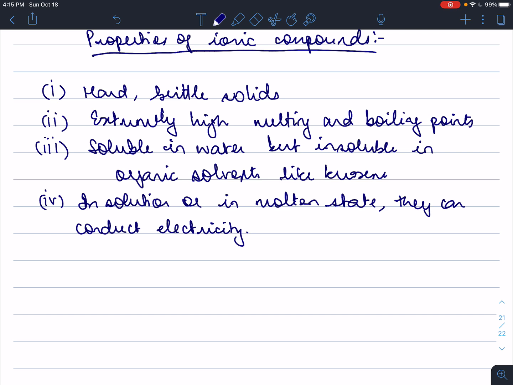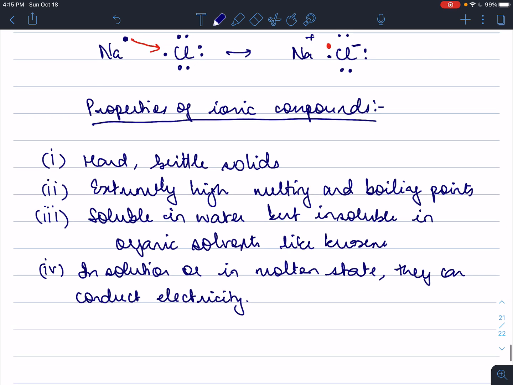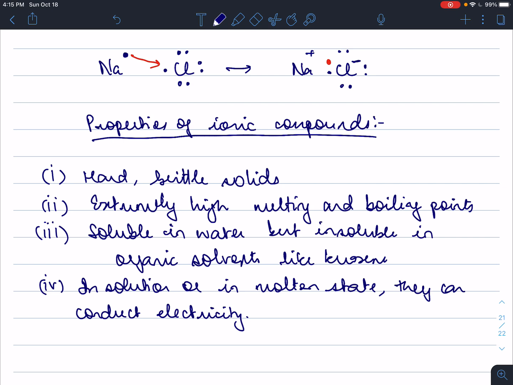So these are the properties of ionic compounds, and in general, when a metal reacts with a non-metal, an ionic compound is formed. When a non-metal reacts with a non-metal, we get a different kind of compound called a covalent compound, which we will discuss in the next chapter.